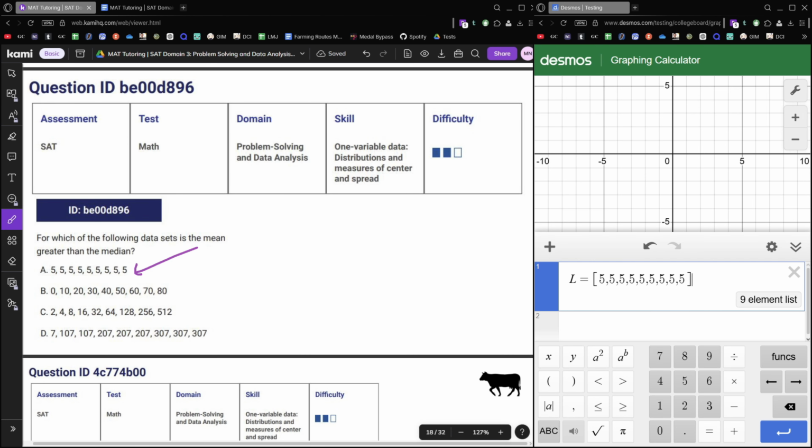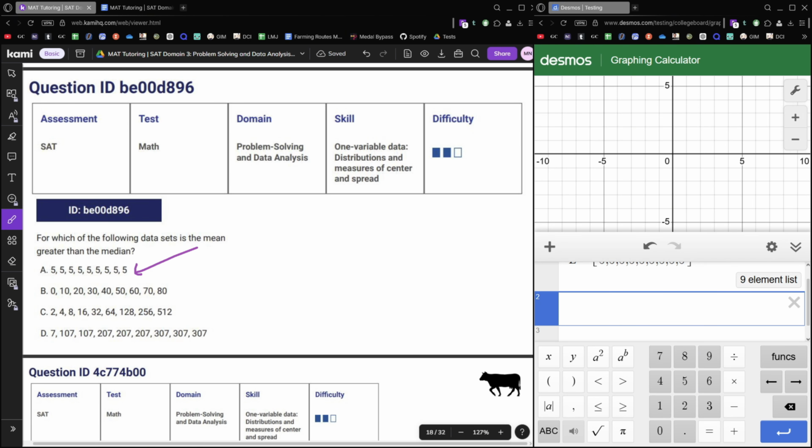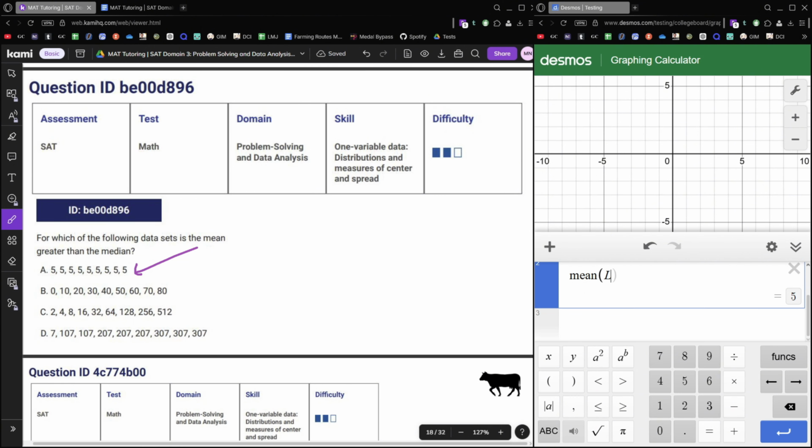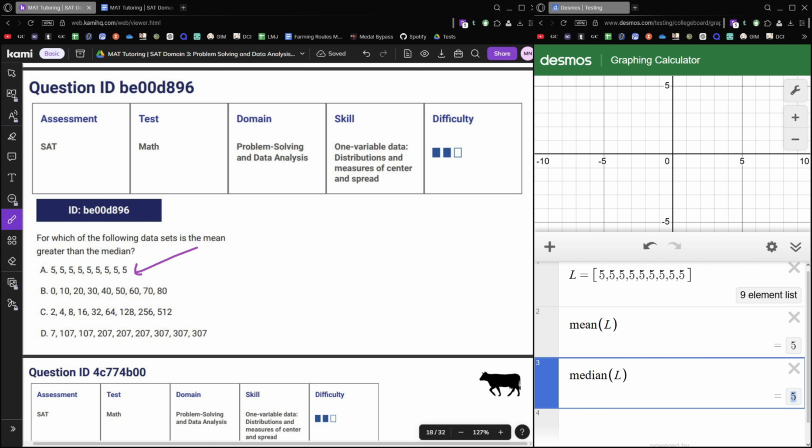Now when you want to find the mean, you just type mean, and then in parentheses, you put the letter of the list you made. So capital L. And we get that the mean is 5. Same thing for median: type in median, parentheses, and the capital letter of your list. And you'll see that the mean and the median are both 5. So, back to our question, is the mean greater than the median? No, it is not. So A is not going to be our answer.